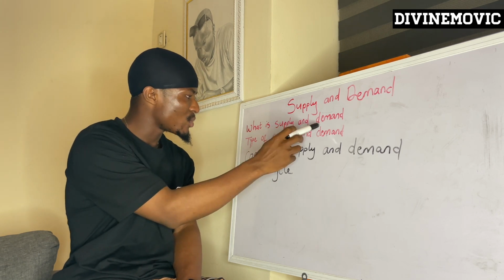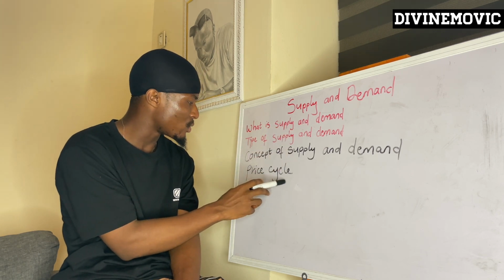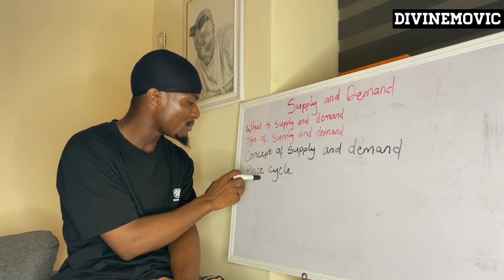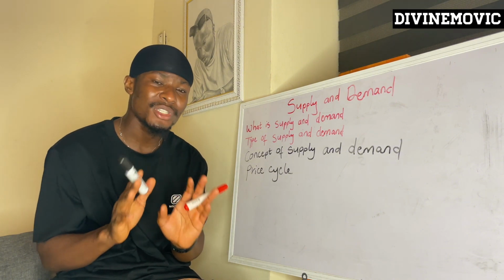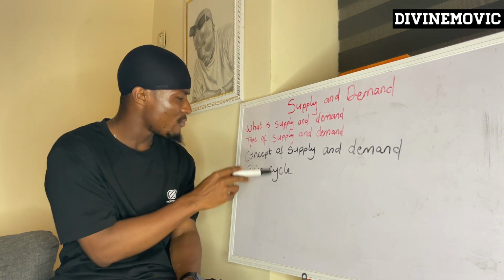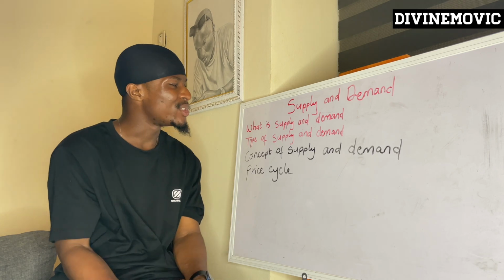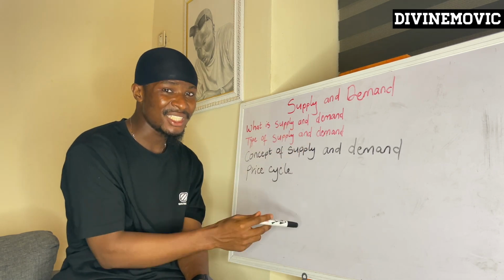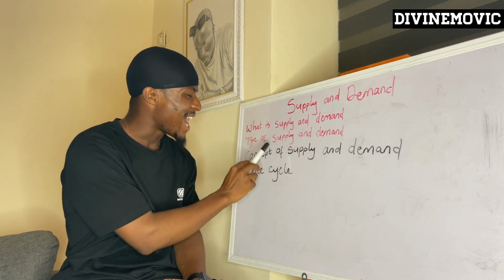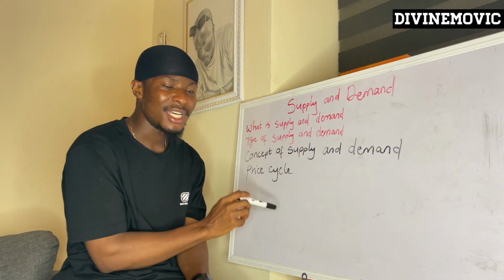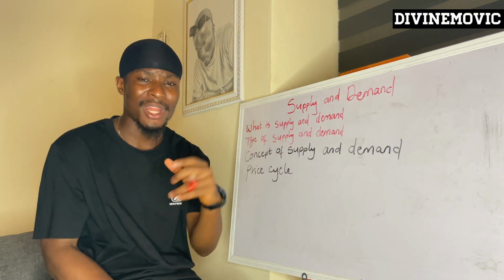What I'm going to explain here is going to make you understand price cycle. The reason I didn't jump straight into price cycle is because for you to understand it very well, you simply need to have understood what supply and demand is, the types of supply and demand, and the concept of supply and demand. Now, what are the types of supply and demand?